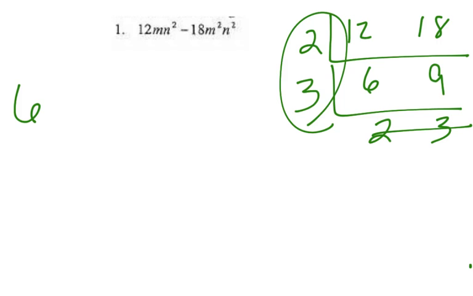Is there an m in both terms? Yes. Smallest exponent was 1. Is there an n in both terms? Yes. Smallest exponent is 2. So I'm going to pull out 6mn squared. So open my parentheses and I'm ready to divide.